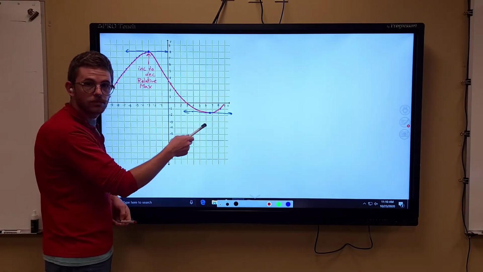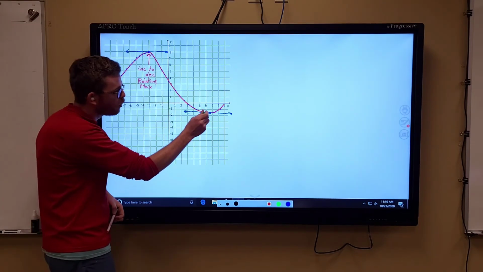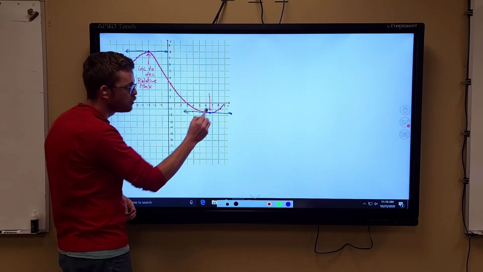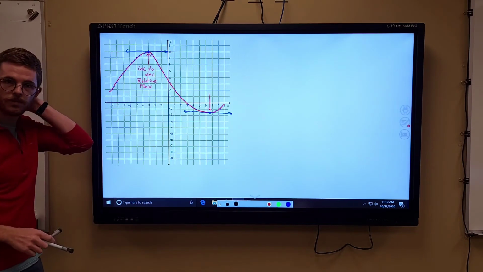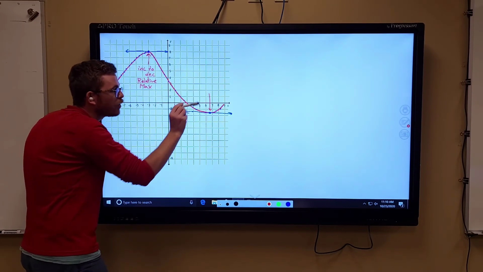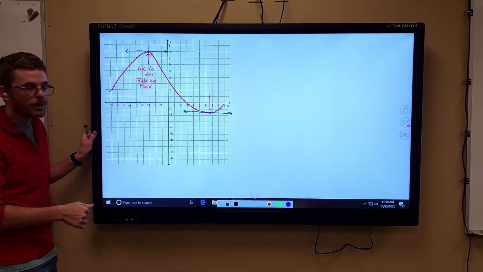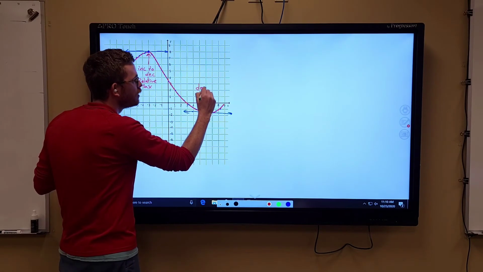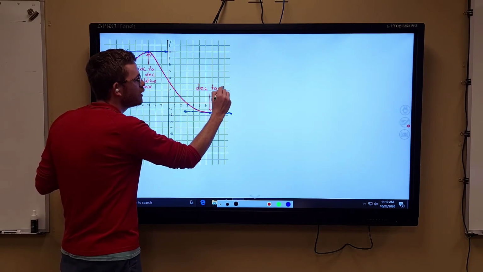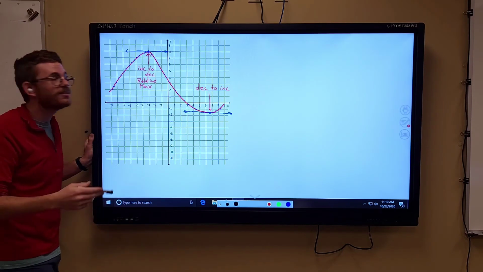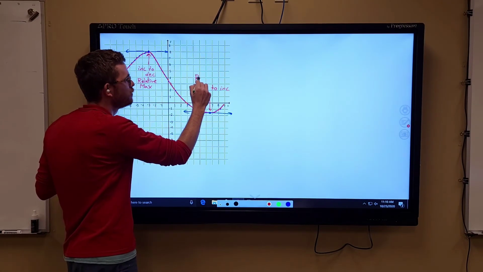Down here, this point right here where we had our horizontal tangent line, notice this is also a special point because we have now gone from decreasing to increasing. We have a continuous function where we have changed from decreasing to increasing. And what is special about this point? This is a relative minimum.